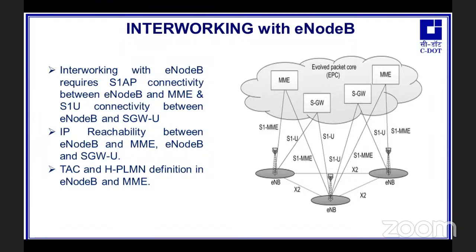Next, in case of MME, only the IP reachability is not enough. In case of eNodeB, there is a TAC defined, and there is a PLMN element defined, meaning which PLMN the eNodeB is going to serve. So that information, the TAC information and the PLMN information, needs to be defined in the MME for a successful S1-AP connectivity.